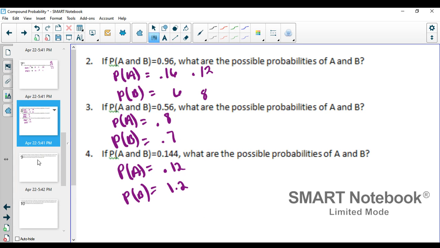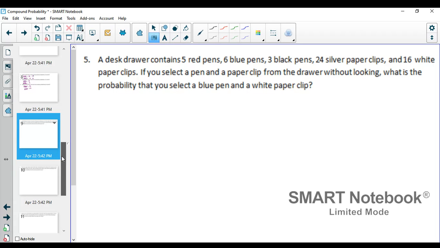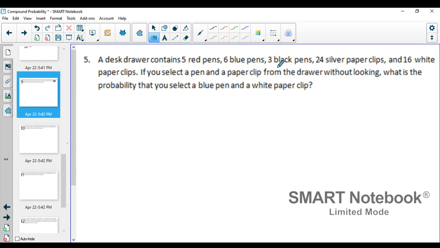Okay. So moving on. A desk drawer contains 5 red pens, 6 blue pens, 3 black pens, 24 silver paper clips, and 16 white paper clips. If you select a pen and a paper clip from the drawer without looking, what is the probability that you select a blue pen and a white paper clip? So we're finding the probability of blue pen and white paperclip. I'm just going to abbreviate paperclip PC.